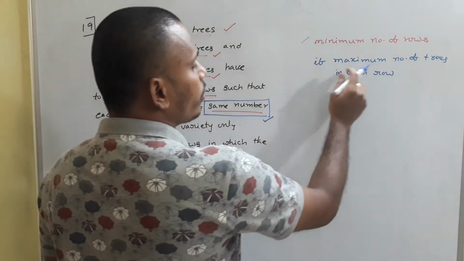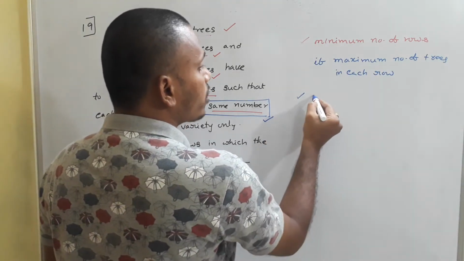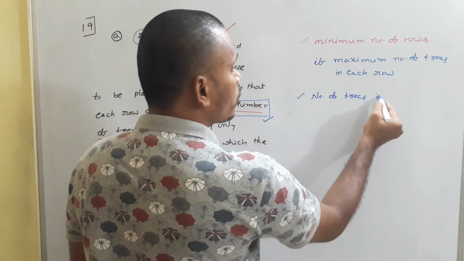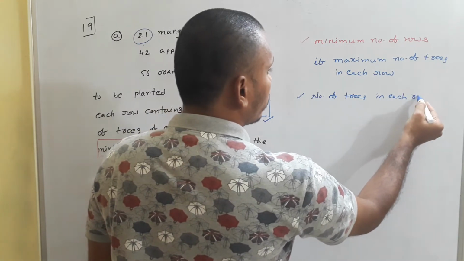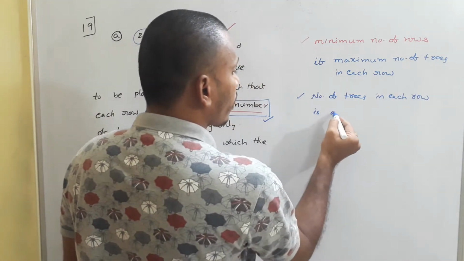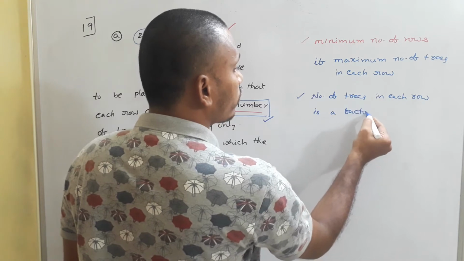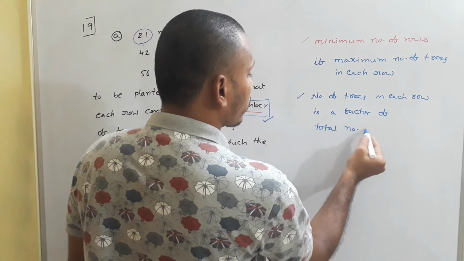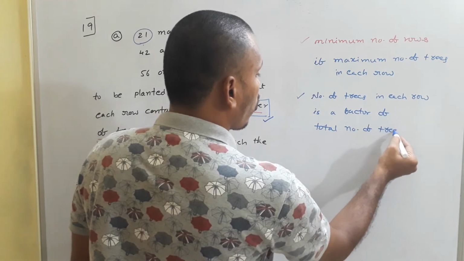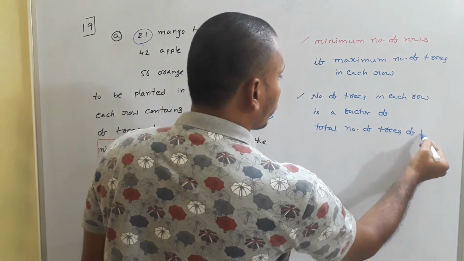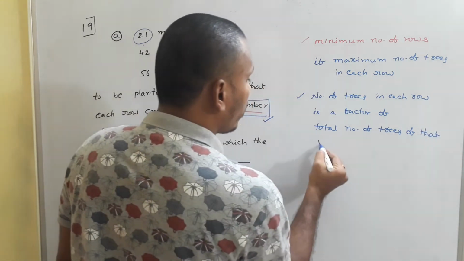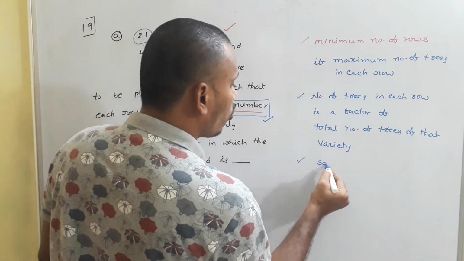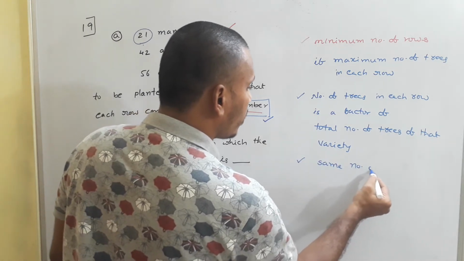One observation is we need to find the maximum number of trees. The other observation is the number of trees in each row is a factor of the total number of trees of that variety. And we need to plant the same number of trees in each row.